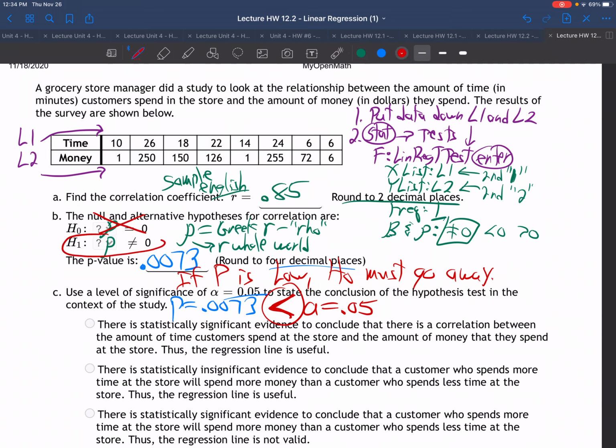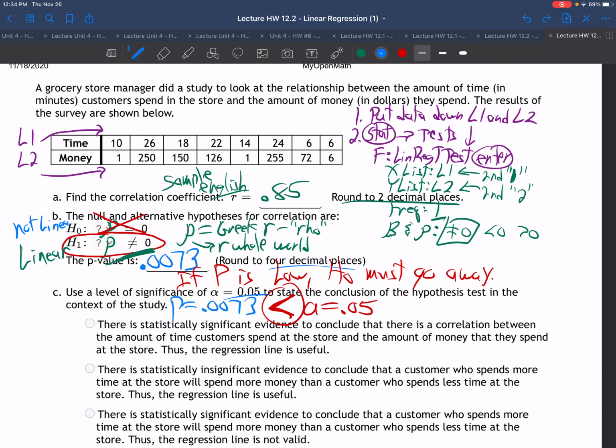We're keeping H1, which means what? The rho, which is the Greek r, does not equal 0, meaning it's not 0. The rho, same thing, it's the Greek r, is not 0, meaning there is a linear connection. Linear, right? Because if rho is 0, that would be not linear. That's what H0 equals 0 means, not linear.